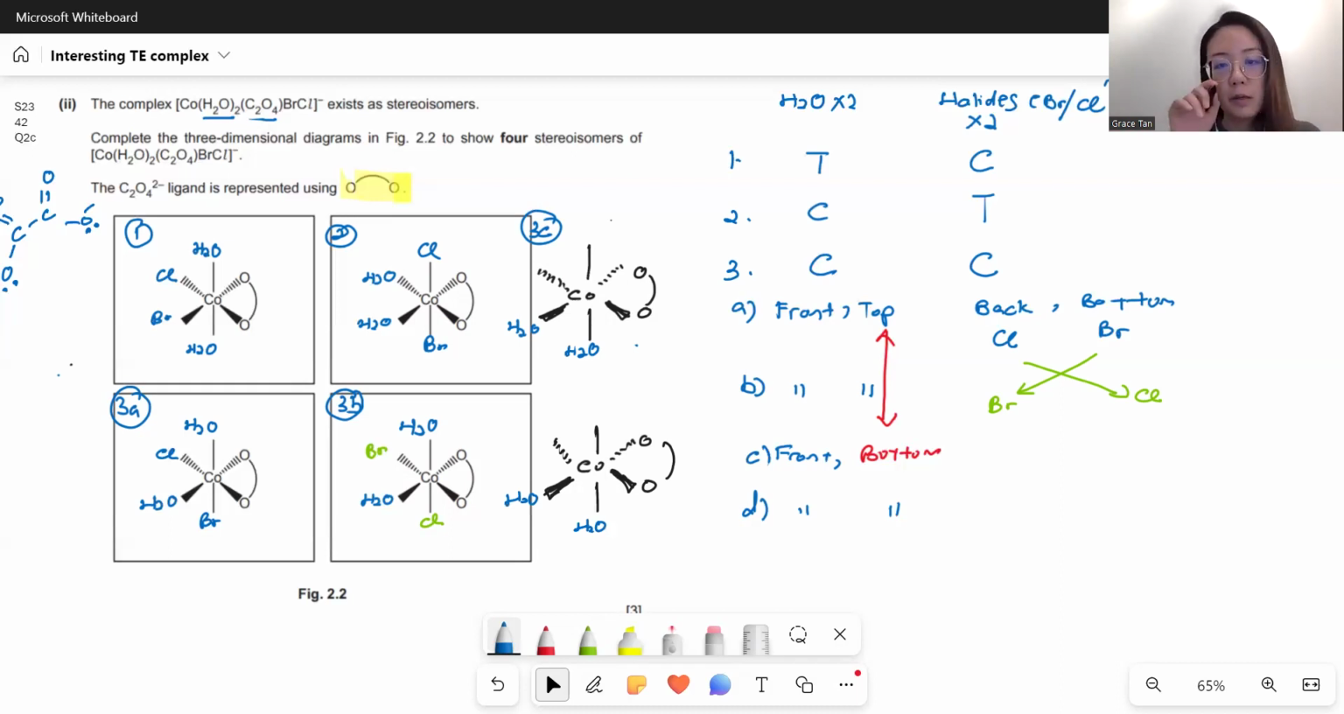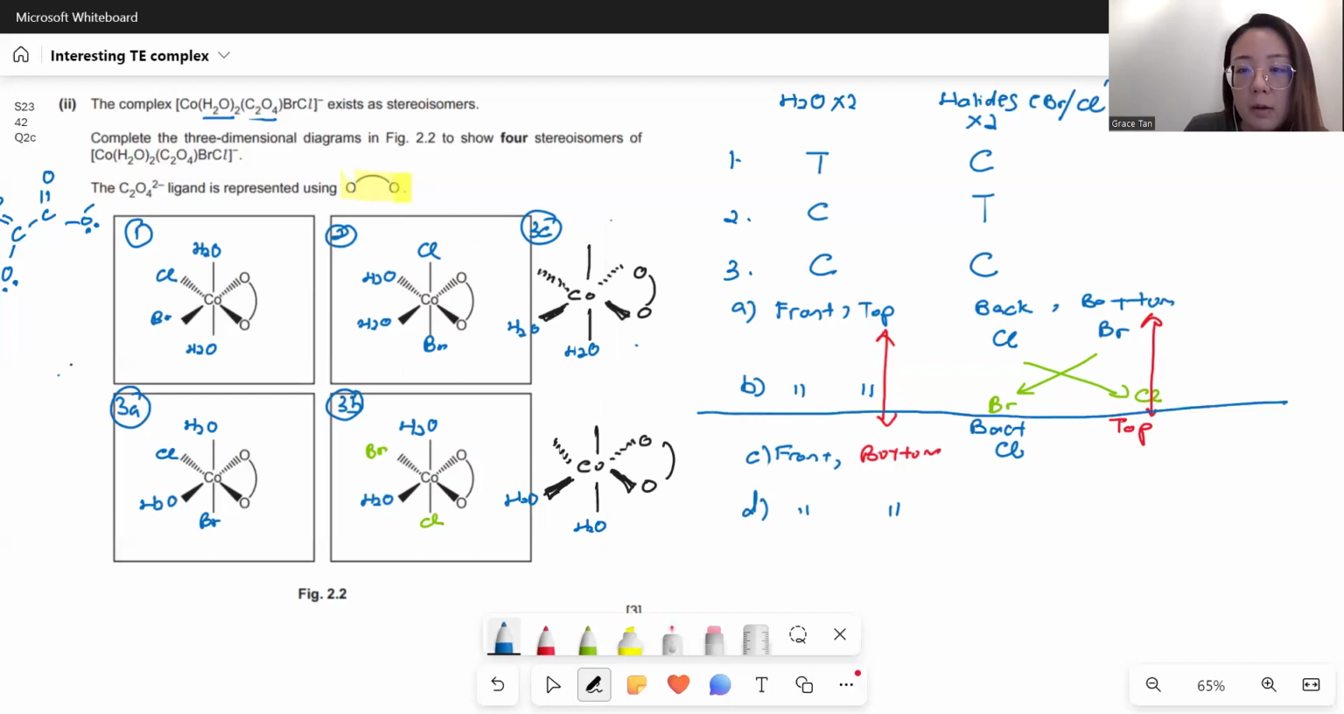Okay, so now we're gonna fill in the chlorine and bromine now. Same thing. We just randomly put chlorine at the back. Okay, but of course now this part should be top already. Correct? So this will be back. Okay, the one at the back should be chlorine. The one on the top would be bromine. Okay, so number 3C, I put chlorine pointing behind, and on top is bromine.